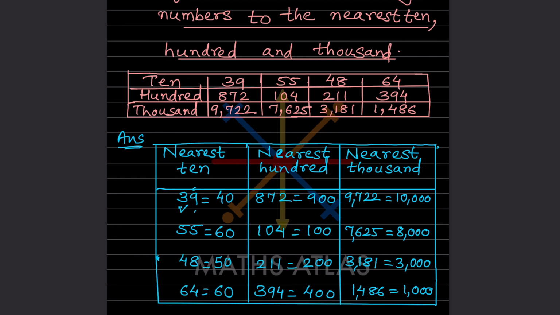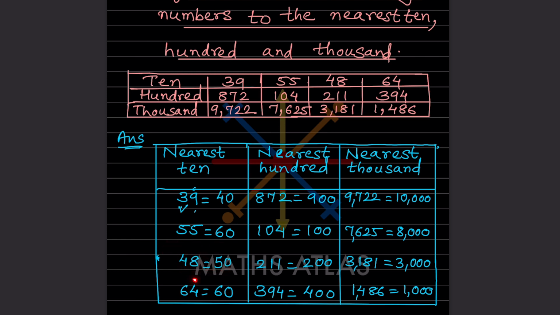Now look at 55. For the nearest 10, this is the ones place, and the ones digit is 5. 5 means here you are going to put 0, and here you are going to put plus 1. So this becomes 60. Now 48, which has ones and tens. You are going to concentrate on the ones. The ones digit is 8, which is more than 5. So this will remain 0, but this is going to be 4 plus 1, that is 5.